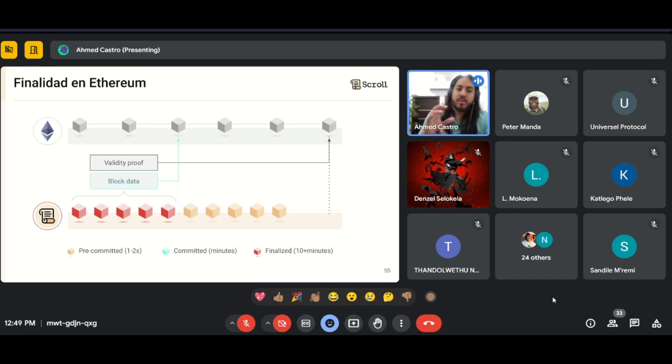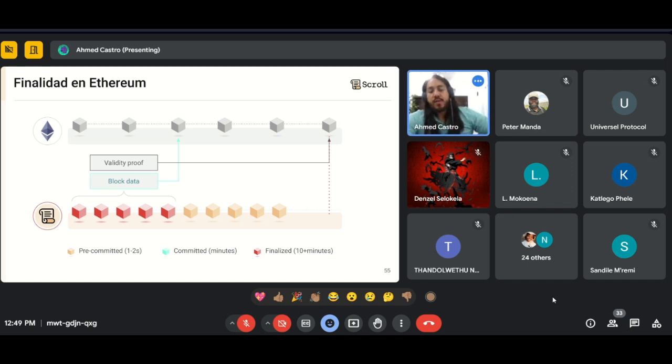And once all the block data is stored, Scroll will generate ZK proofs for all the transactions, and it will send a transaction to layer 1 to validate that all this block data was correct. And Ethereum will only accept the validity proof if it's cryptographically correct.